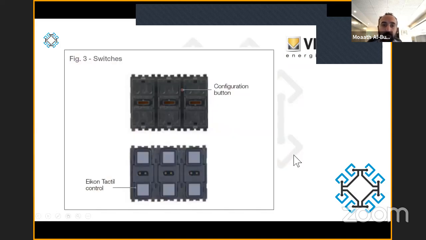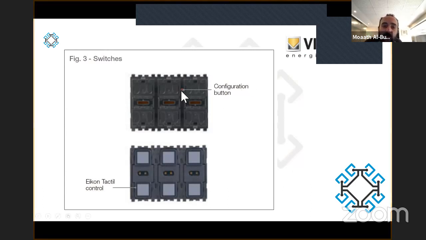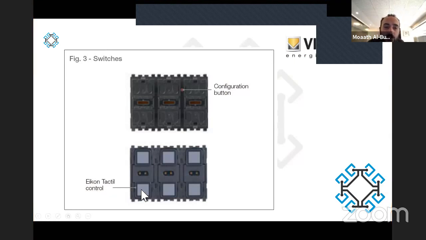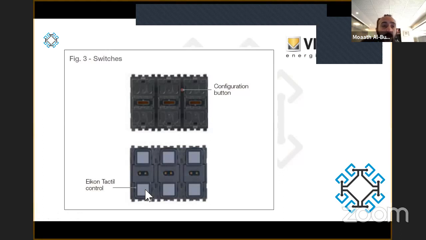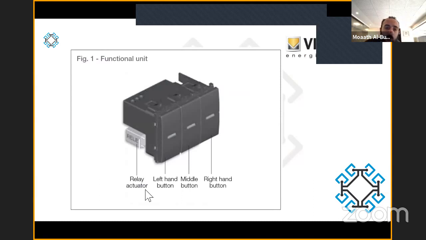Now, how do you program? Usually each of our devices has a configuration button, which is located here inside the rockers, or here for the touch. So when you want to program or have devices inside a group, you need to physically come to the device and press that button to start the configuration mode.